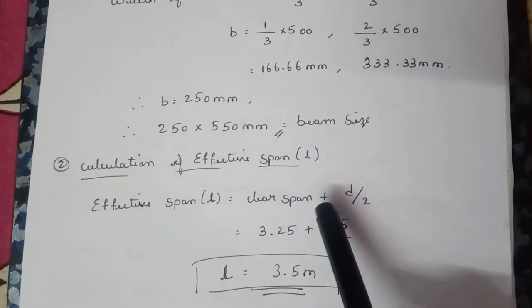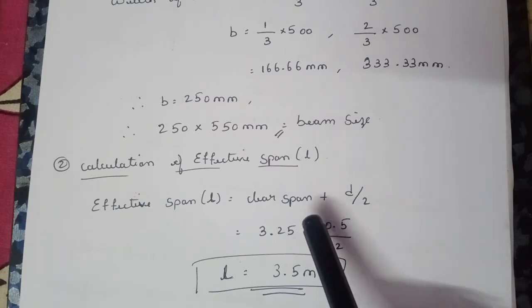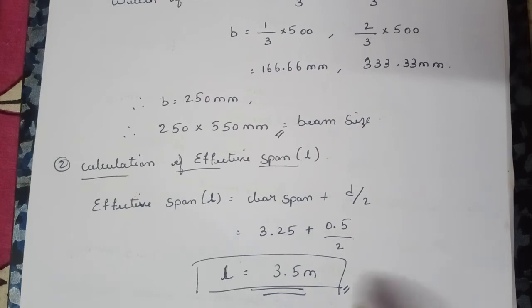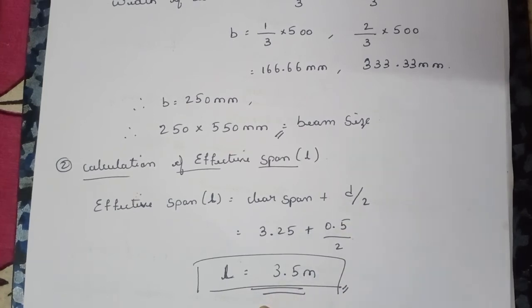So here is the formula. Because it is a cantilever, you will have only one side. Bearing is not mentioned here, so we will not use that equation. So clear span plus D divided by 2. D divided by 2 because we are using a cantilever beam where one end is free and the other end is fixed. Only one end is fixed, so we'll use D divided by 2. So you will get the effective span.